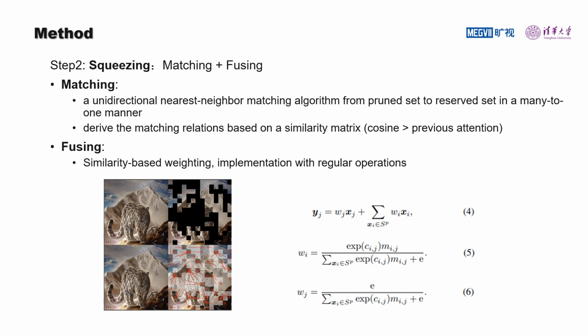Given the matching results, which we record in a mask for regular matrix operation, we conduct a similarity-based fusing way to inject pruned tokens into their matched reserved tokens, which we call host tokens. The more similar a pruned token is to the host token, the higher weight it contributes in the fusing step, and the rest of the non-matched reserved tokens remain the same.